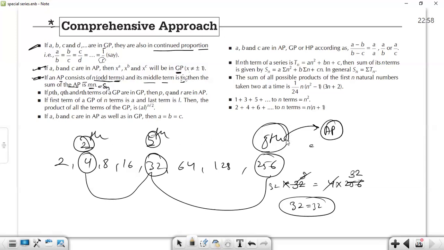2 plus 8 becomes 10. So 2 plus 8 divided by 2 has to be equal to 5. This is 10, this is 2. So yes, it is 5 equals 5. So this is how, if the pth, qth, rth terms of a GP are in GP, then p, q, r will be in AP. I hope that is clear.